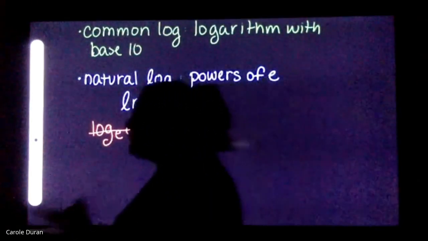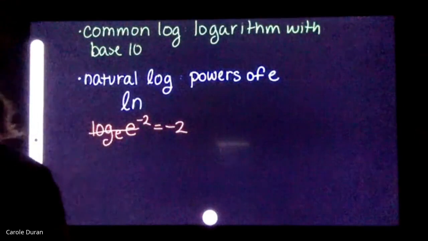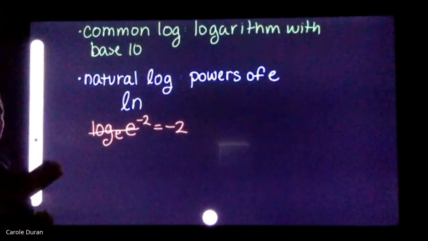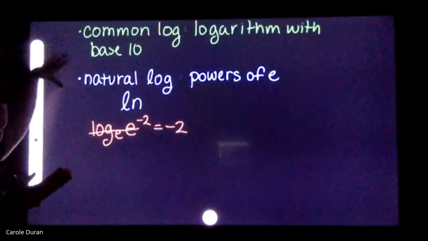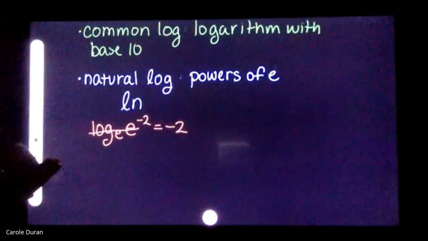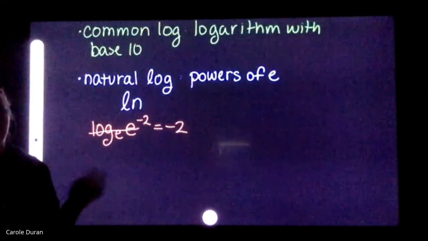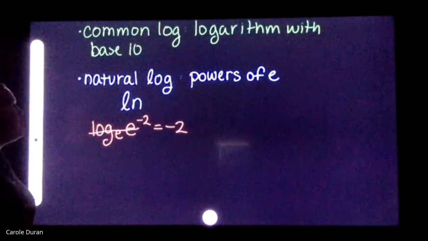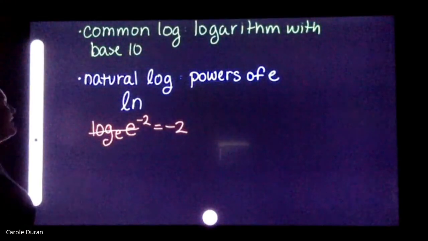And there are 2 different buttons on your calculator for these different logs. So log is our common log, ln is our natural log, and they're both on every calculator. So make sure you're paying attention to which log you are using and plugging numbers into.